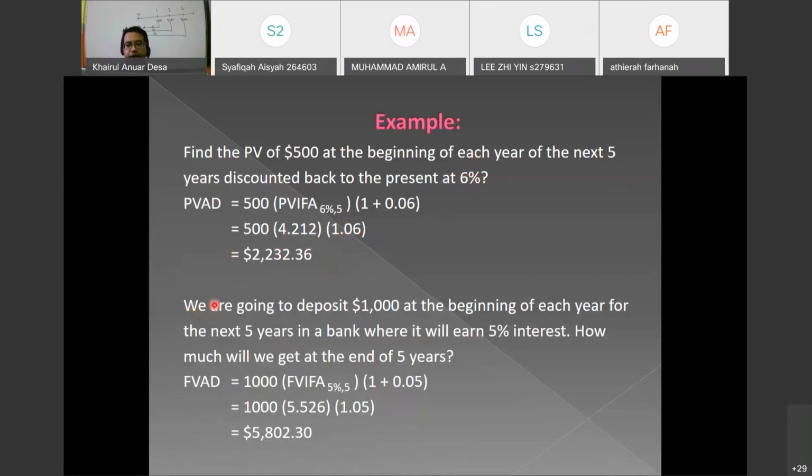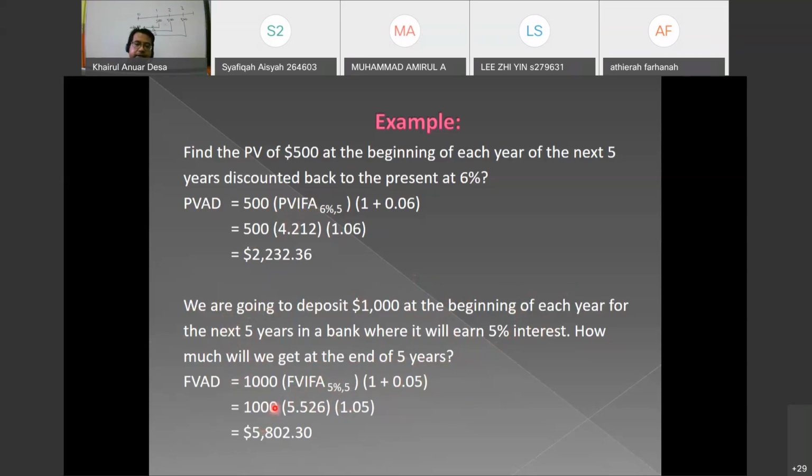And the next one is, we are going to deposit 1,000 at the beginning of each year for 5 years in a bank where the bank will pay us 5% interest. How much will we get at the end of 5 years? Okay, kita akan masukkan duit pada awal bulan selama 5 tahun. Pada penghujung tahun kelima, berapa nilainya? So this is the future value. This is the present value. Nampak?